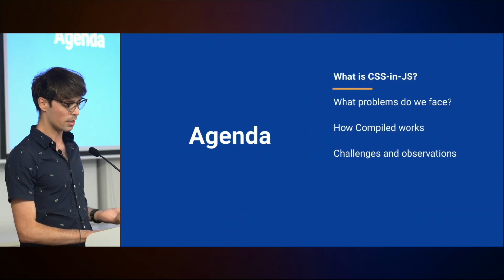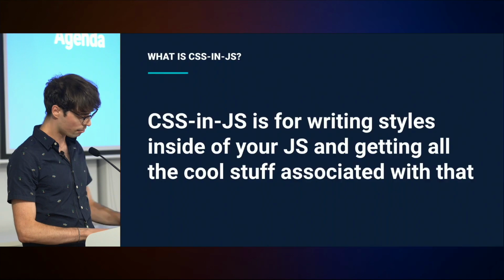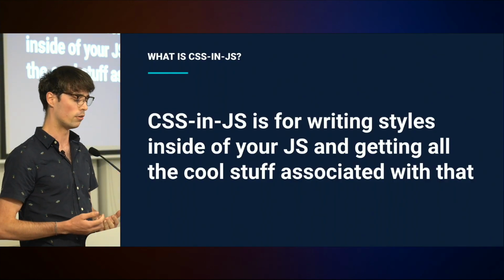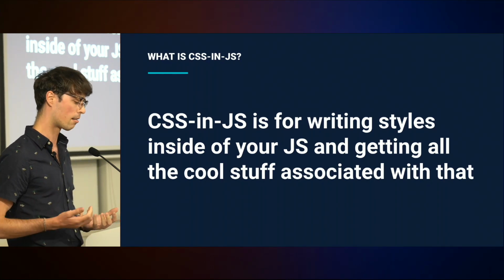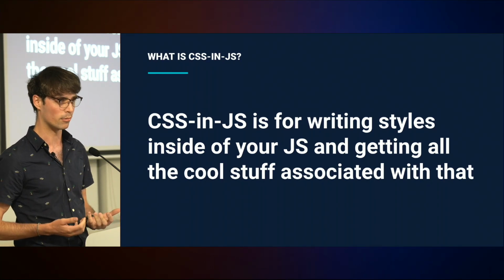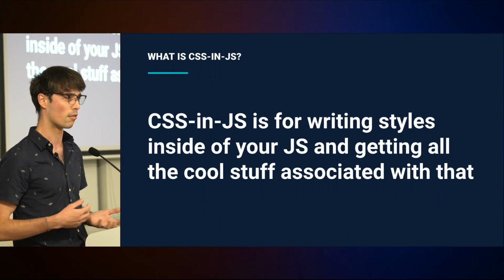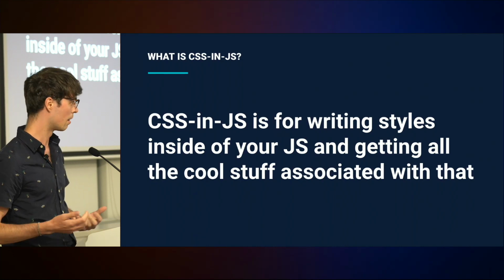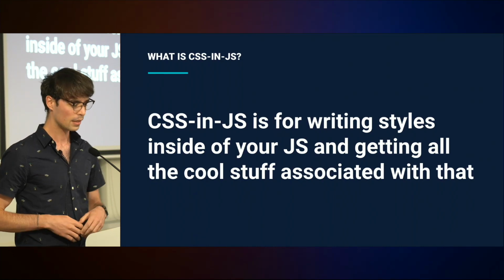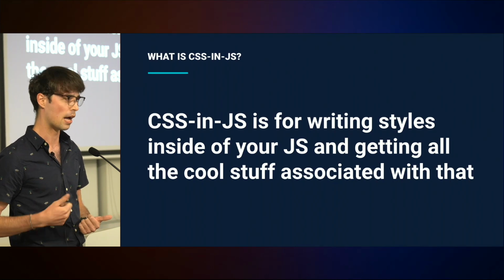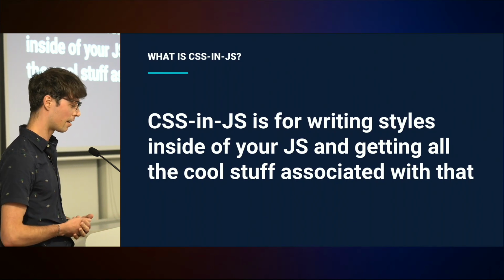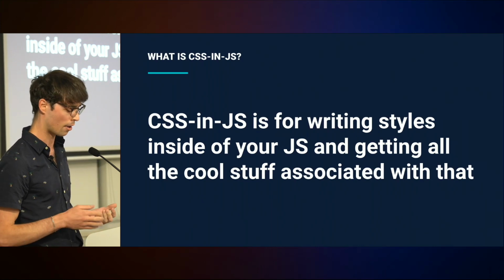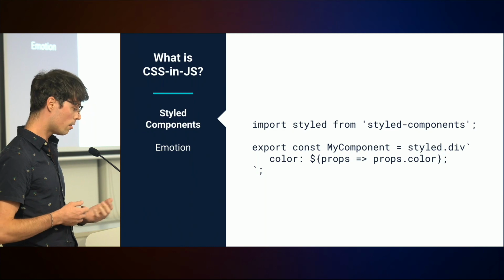So first thing on the agenda is what is CSS and JS. CSS and JS is effectively just a way that you want to write styles inside your JS. And usually as web developers, we want to do that because it's got cool stuff associated with it. It's a simplification, right? You get types, you get all sorts of stuff that's just there. For example, we're using stuff like Parcel, Webpack, those sort of things. CSS was never really designed with all of that in mind, so it's just easier to think about it as JavaScript, right?